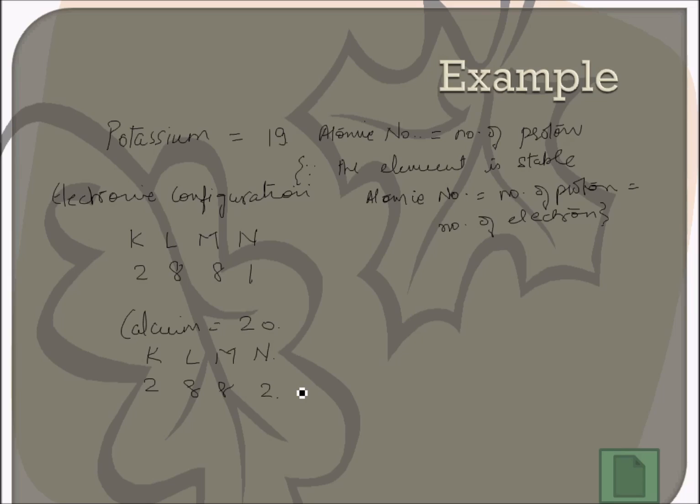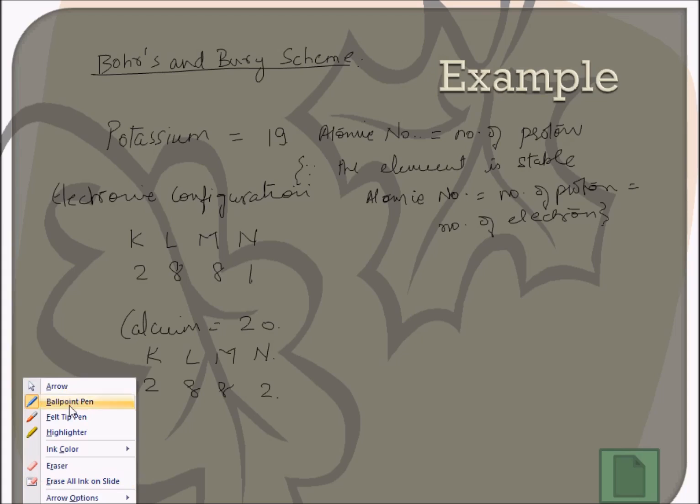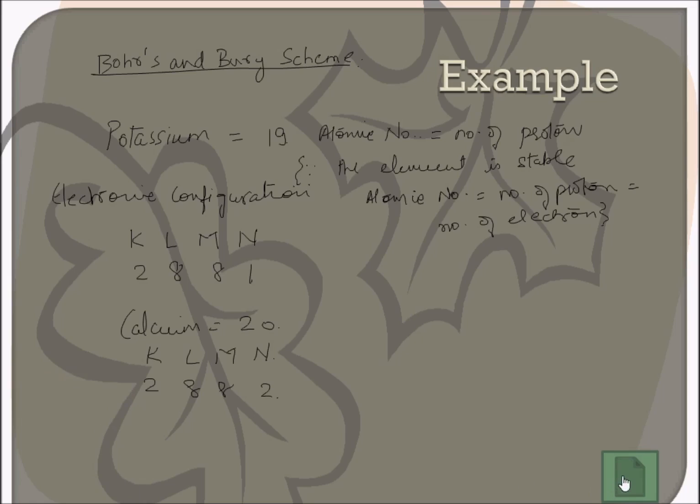So here you can see the first and second Bohr-Bury scheme applies to this example. That is Bohr-Bury scheme. I hope this example is making you more clear about the electronic configuration. So now let's make the conclusion for the whole topic.